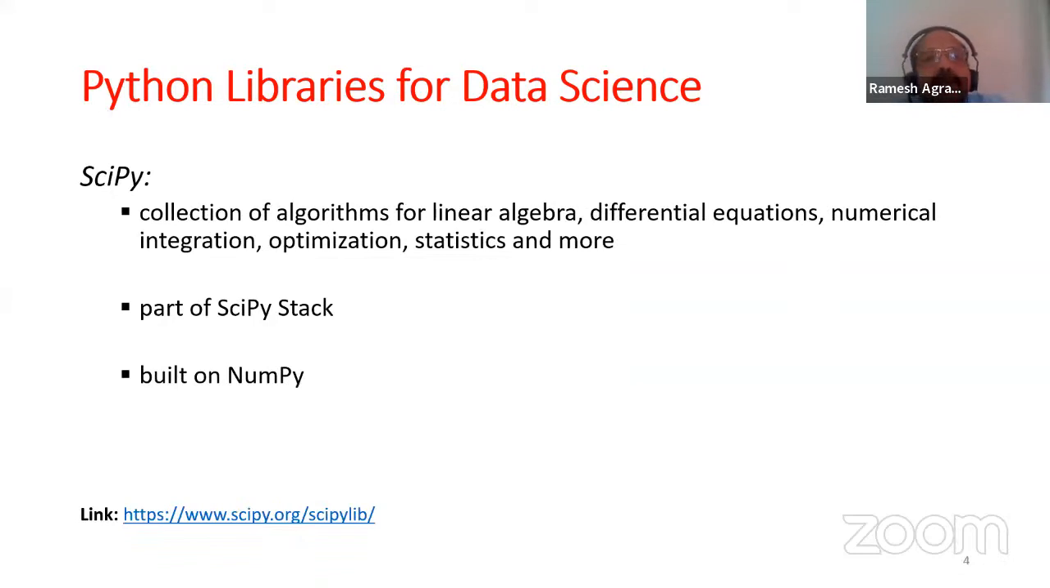Now there is another toolbox which we call SciPy. It provides you a collection of methods for linear algebra, differential equations, numerical integration, optimization, statistics and more. And this is also built on NumPy.